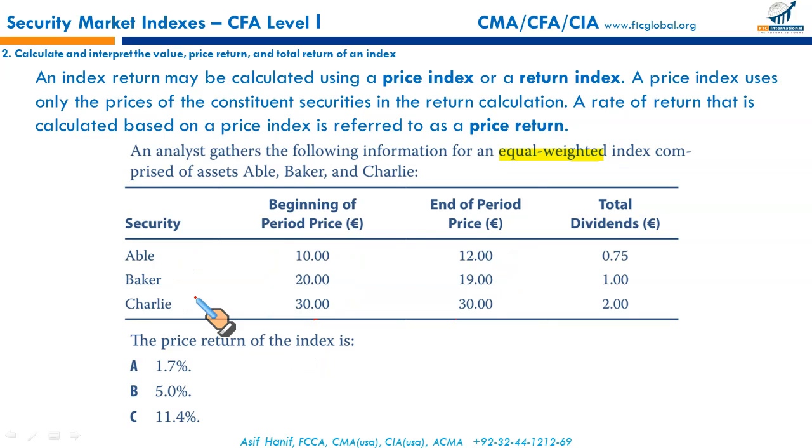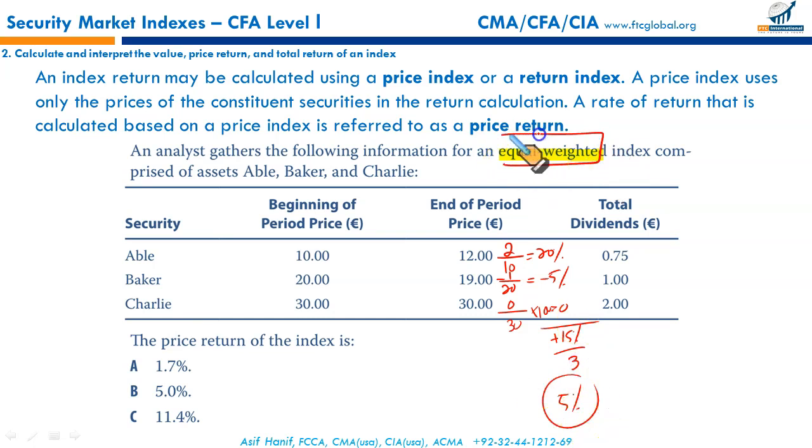So what is the right way of doing it? See what is the difference between the prices of Able. The increase is 2 euros, and 2 euros is what percentage of the original price? 2 by 10, it's 20%, right? What about Baker? You lost 1 euro based upon the original price, negative 1 by 20 multiplied by 100 will give you negative 5%, right? And Charlie, there is no change. No change in price is 0 upon 30 times 100, so it means 0. Adding all these, 20, negative 5 plus 0 gives you positive 15%. And then dividing it by 3 gives you 5%.